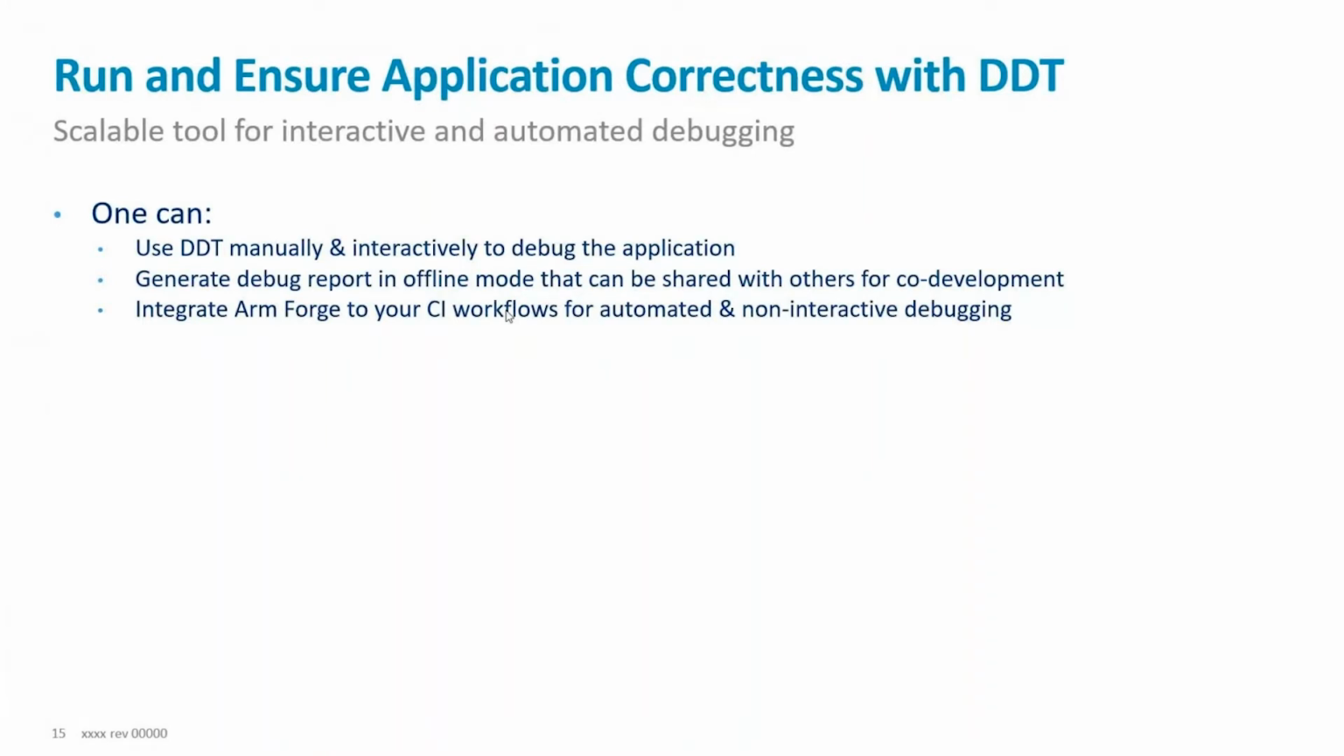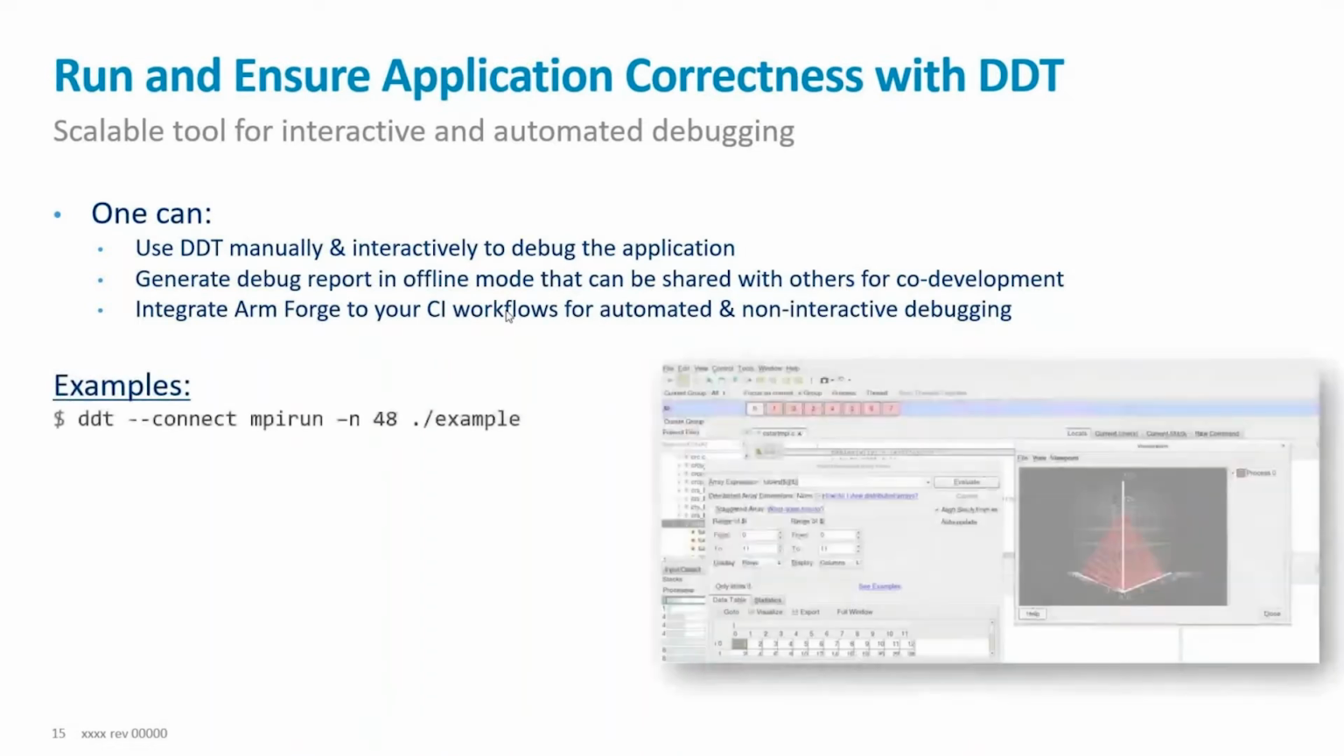For launching it on your login node, you can just go with ddt --connect and mpirun or srun, or whichever way you want to execute. You go ahead and this is the GUI that will appear on your system, the control system.